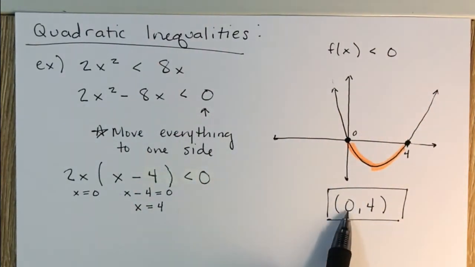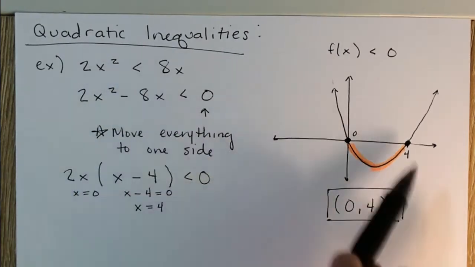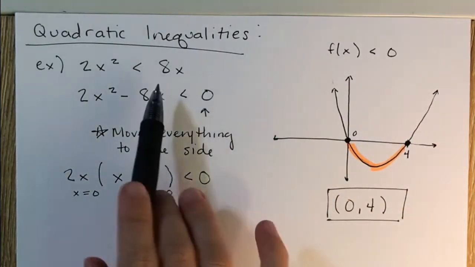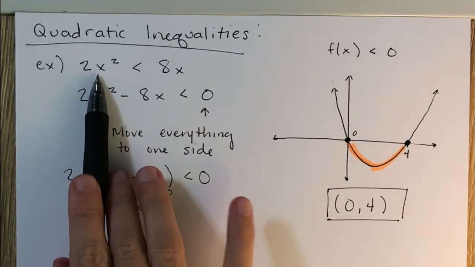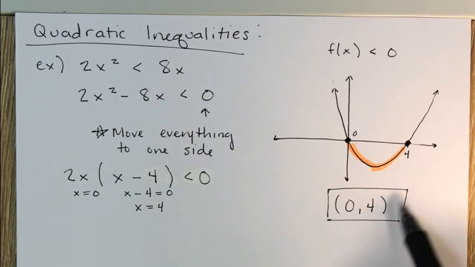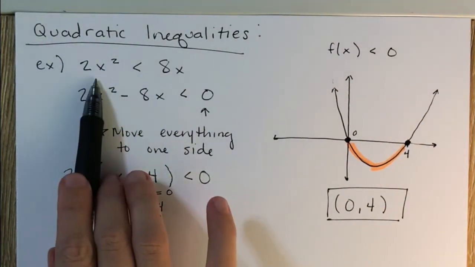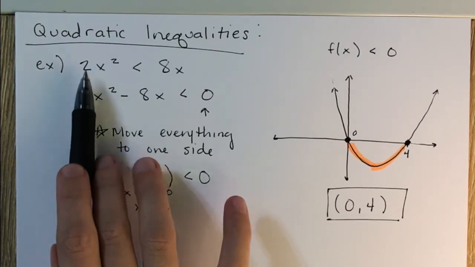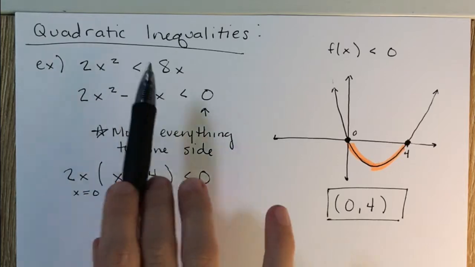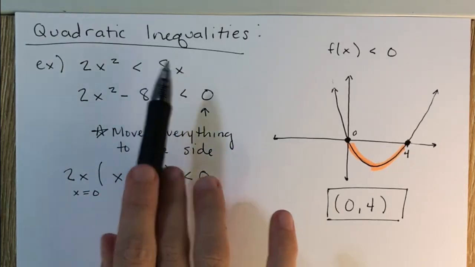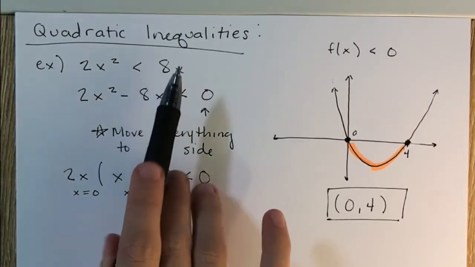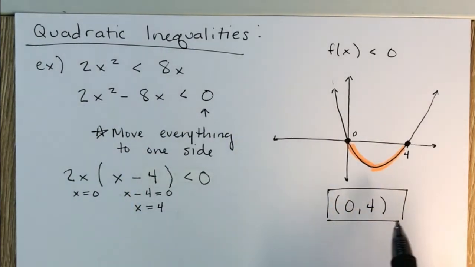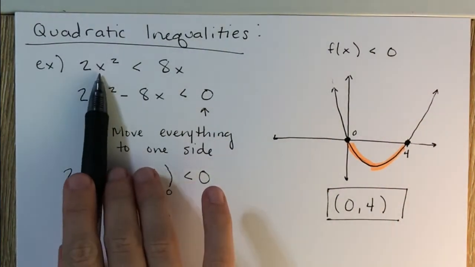So all of the x values between 0 and 4 are where this statement is true, right? If I pick something between 0 and 4, this statement will be true. So for example, 1 is between 0 and 4, so if I plug in 1 for x, I have 2 times 1 squared. 1 squared is 1, so 2 times 1 is just 2, is less than 8 times 1, which is 8. Is 2 less than 8? Totally. So that's true.